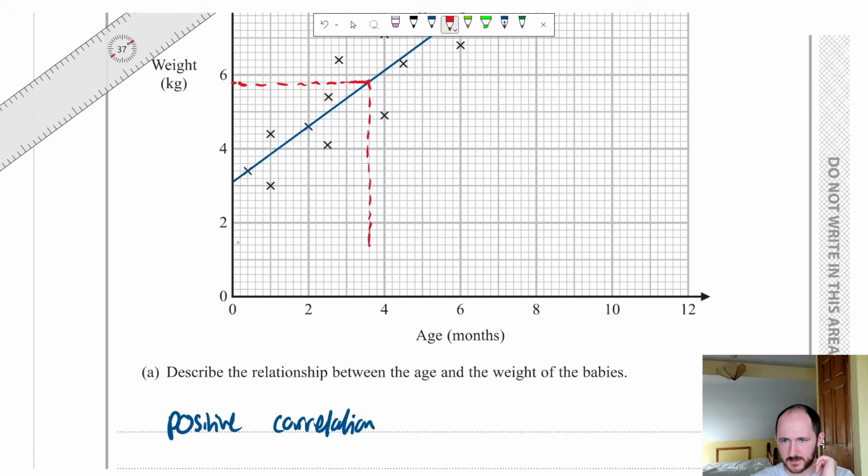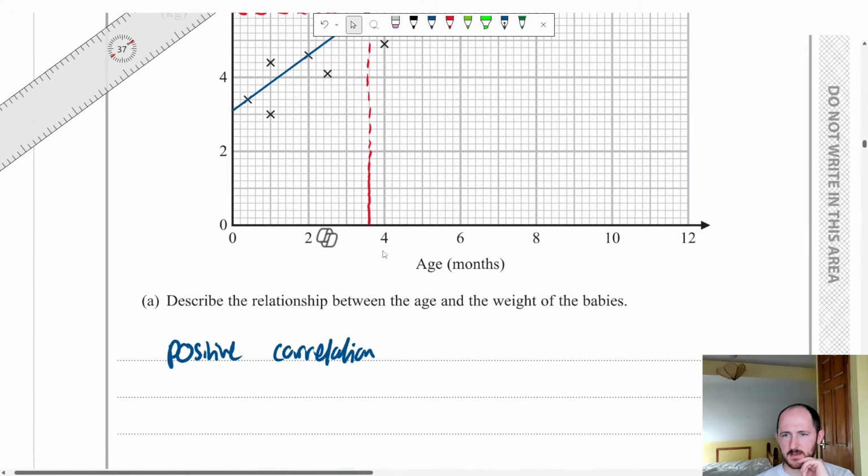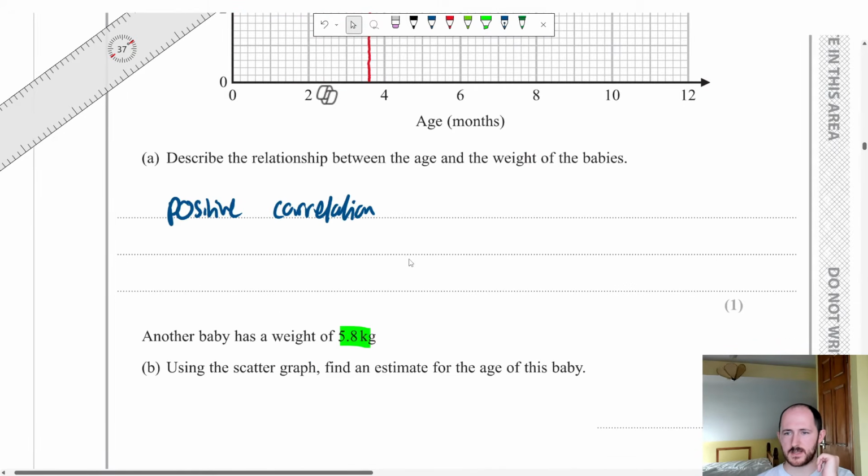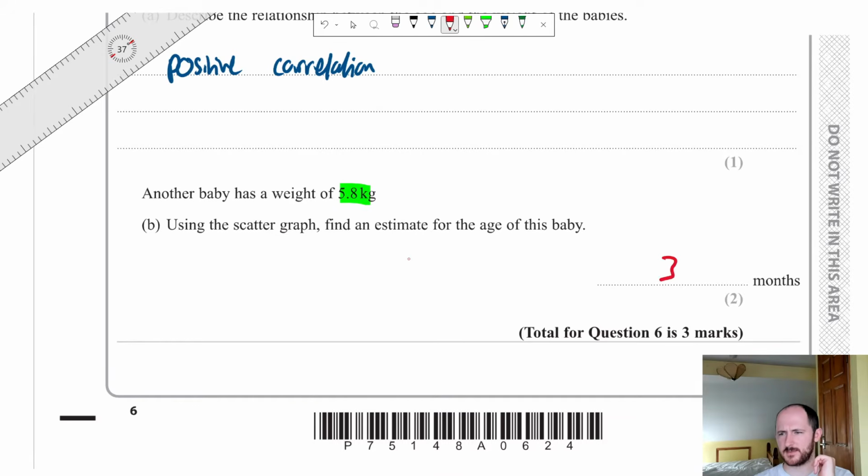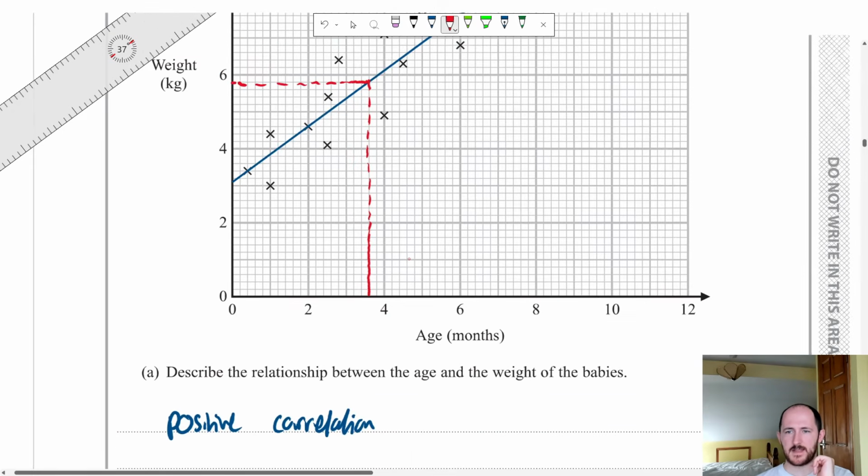So I can see which one this is. Right there. So that would be 3. I think this also goes up in 0.2s. So 3.6 years. 3.6 years. Cool. Sorry, months. What am I talking about? Years. Cool. And that's it.